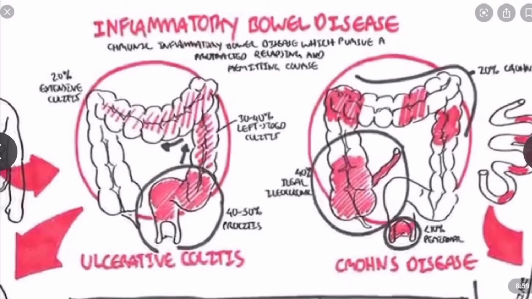There are two types. One is chronic Crohn disease, and the other is ulcerative colitis. Ulcerative colitis mostly starts from the distal part, and it involves all of your mucosa, your whole large intestine. But Crohn disease is a skip lesion, and it involves all four layers.